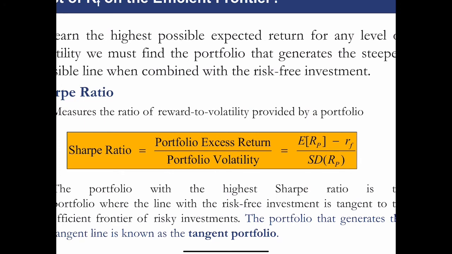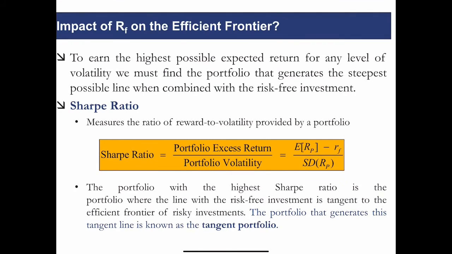Why do I call it the Sharpe ratio? Because it was invented by William Sharpe, right? The portfolio with the highest Sharpe ratio is the portfolio where the line with the risk-free investment is tangent to the efficient frontier of risky investments. The portfolio that generates this tangent line is known as the tangent portfolio.